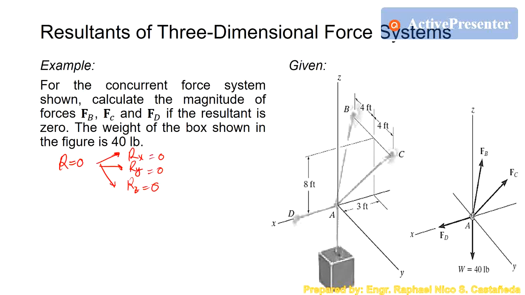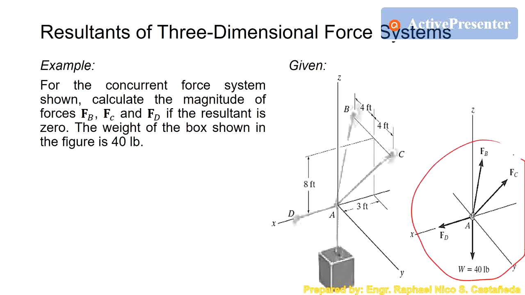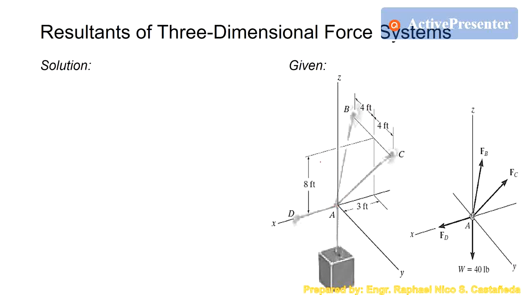Another term for this is equilibrium. We have the forces, which are concurrent at joint A. We just need to express the four forces in vector form. To do that, let's calculate the vector notation of the forces.